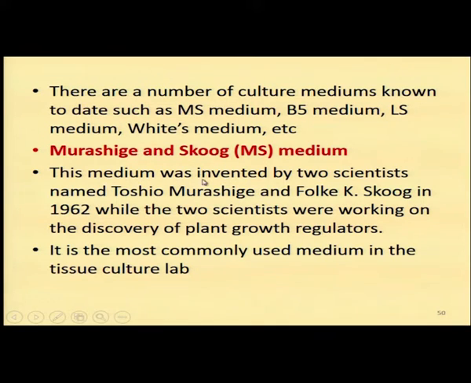This medium was invented by two scientists, Toshio Murashige and Folke Skoog, in 1962, while they were working on the discovery of plant growth regulators. They were working on plants to identify the various growth regulators secreted by the plants, during which time they discovered this medium. To this day, it is the most commonly used tissue culture medium in any lab.